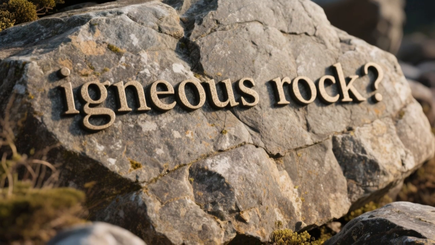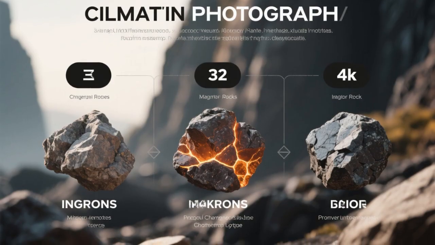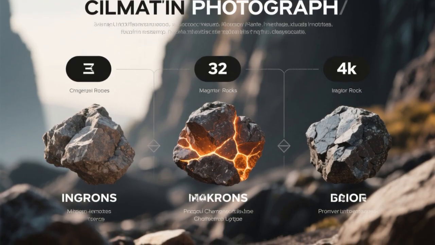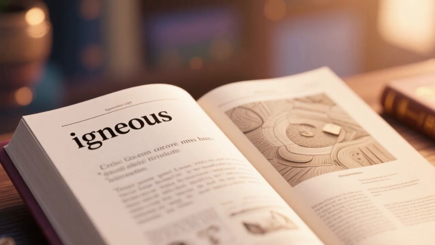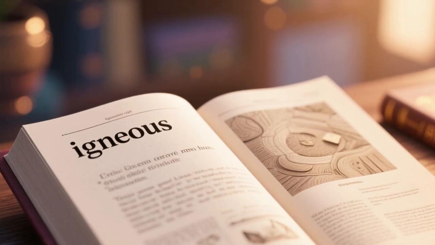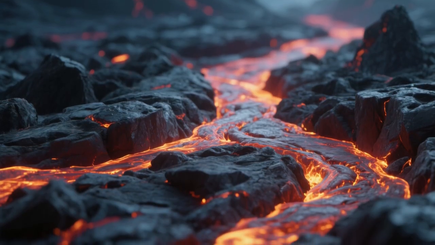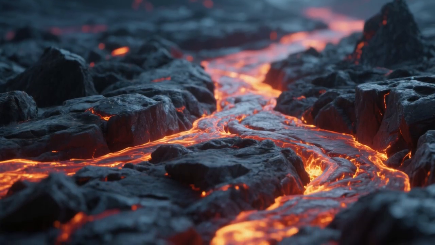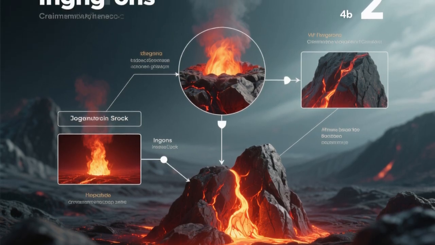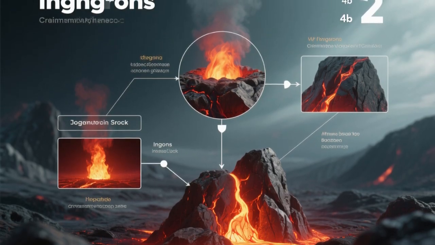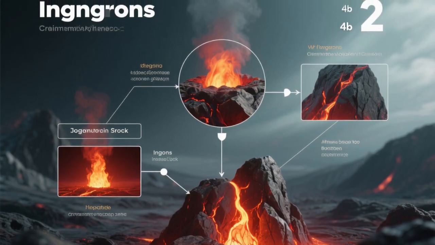Section 1. What are igneous rocks? Igneous rocks are one of the three major types of rocks, the others being sedimentary and metamorphic. The word igneous comes from the Latin word ignis, meaning fire. These rocks are formed when molten material called magma or lava cools and solidifies. This molten material can come from deep inside the earth or flow out during volcanic eruptions. So, in simple words, igneous rocks are born from fire.